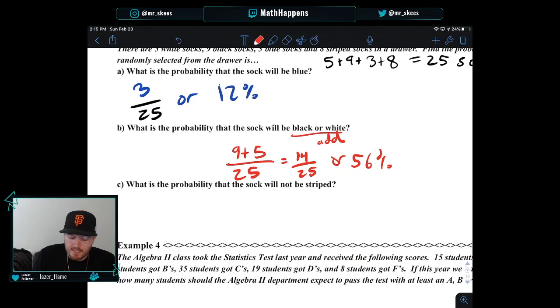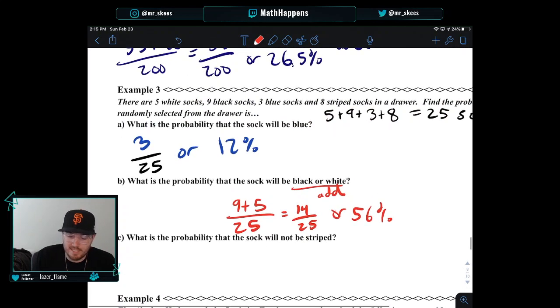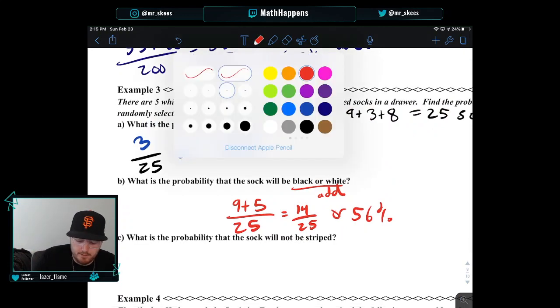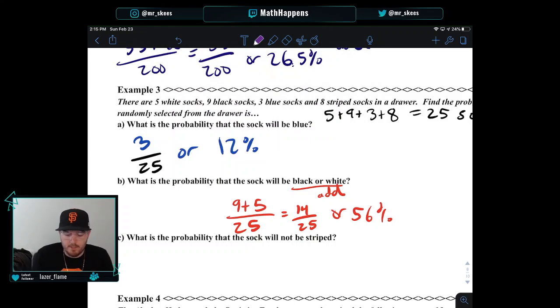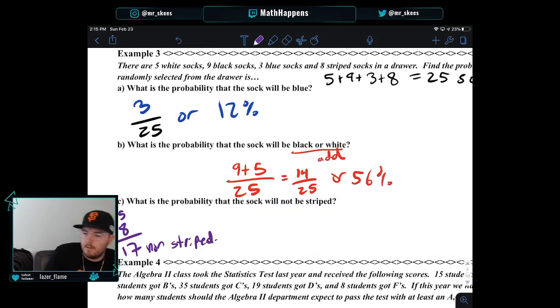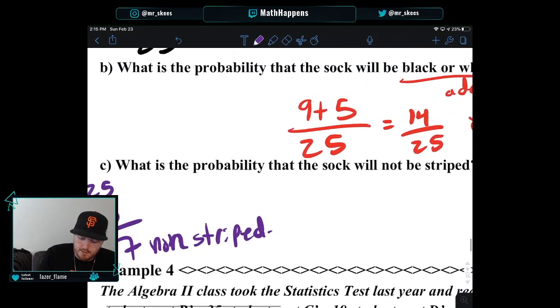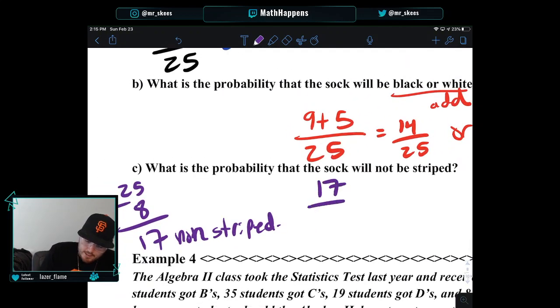What is the probability that the sock will not be striped? So there's 8 striped socks. All the other ones aren't striped. So there's 8 that are striped. The rest aren't. So 25 minus 8 is 17 non-striped. So there's 17 non-striped ones. So 17 out of 25 is 68%.